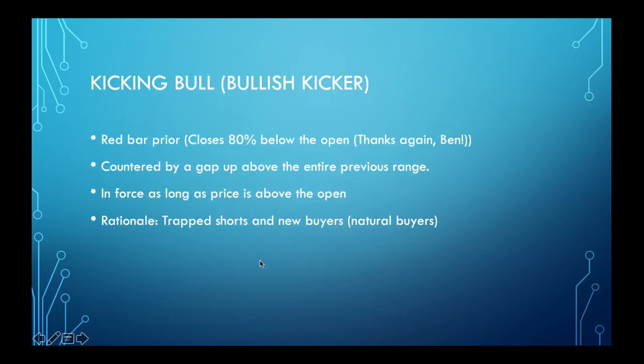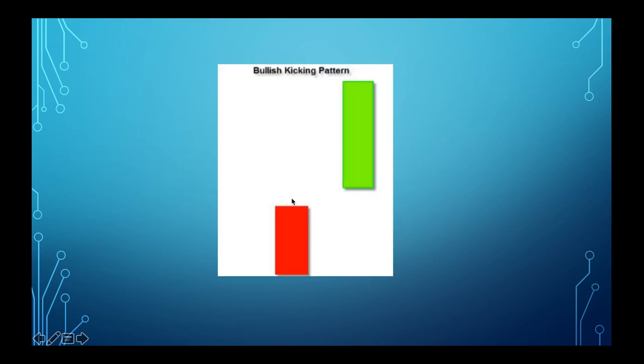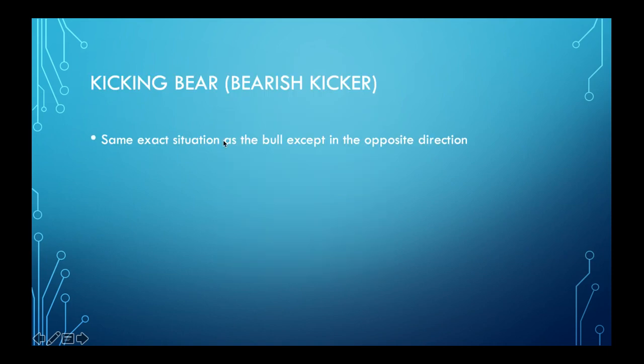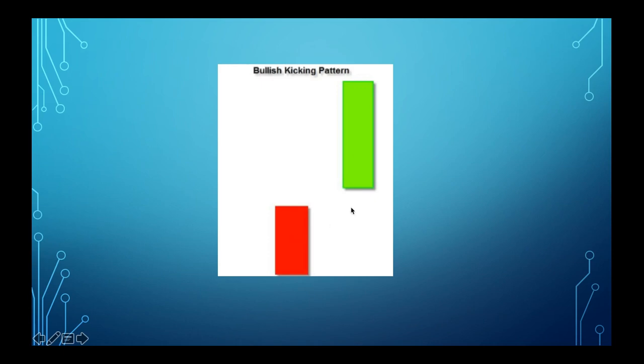What does this do? It traps the shorts, and there are new buyers that come in. So now the shorts have to cover, because remember, they closed here. So they're all the way here, trapped. They have to cover. There's new buyers. There's natural buyers. That's why that works. Kicking bear, same exact situation, except in the opposite direction. So this one would be green. That one would be red, and it would be down here.